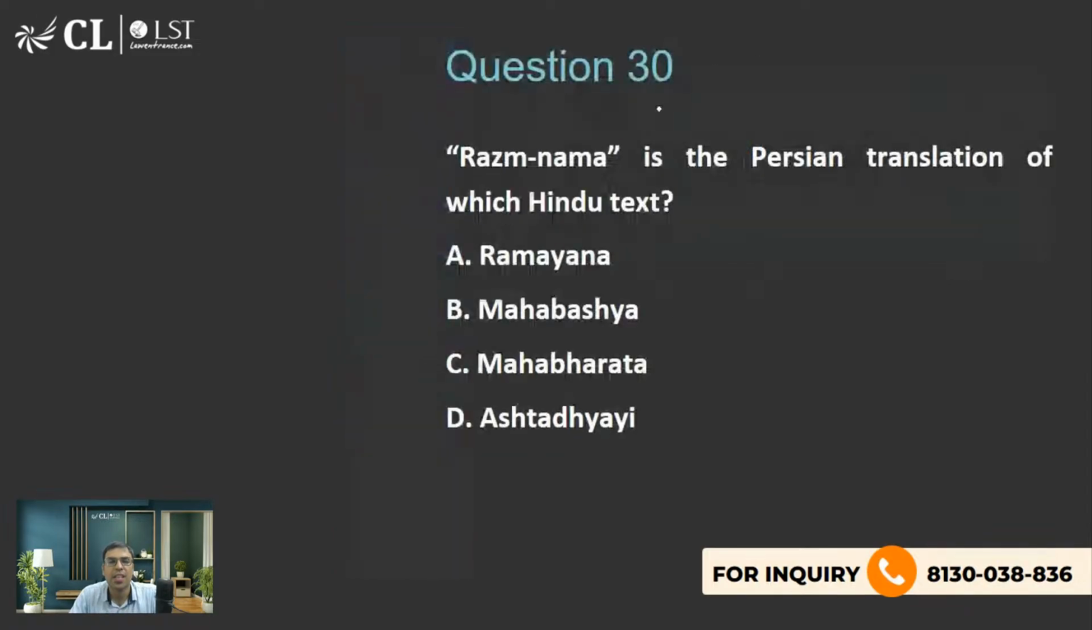Let's move on further. Razmnama is the Persian translation of which Hindu text? Ramayana, Mahabharata, Mahabharata, Ashtadhyayi.